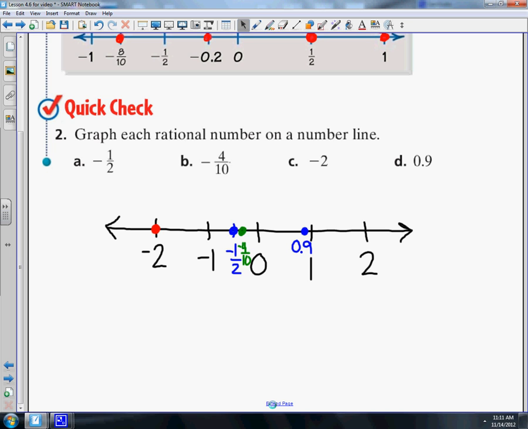So if you were asked to put these in order from least to greatest, you would write, okay, negative 2, negative 1/2, negative 4/10, and 0.9. If I was asked to put them from greatest to least, I would do 0.9, negative 4/10, negative 1/2, and negative 2. It's just nice to see them visually.